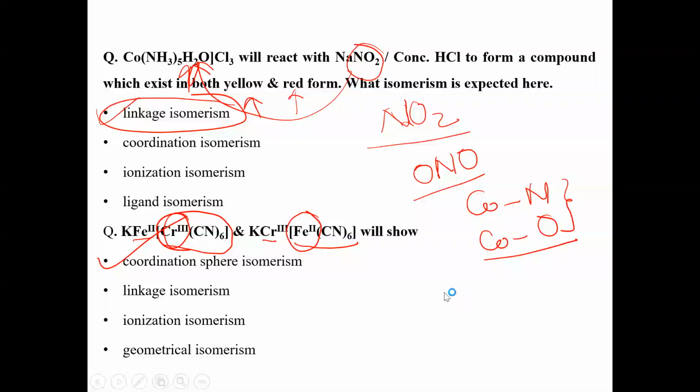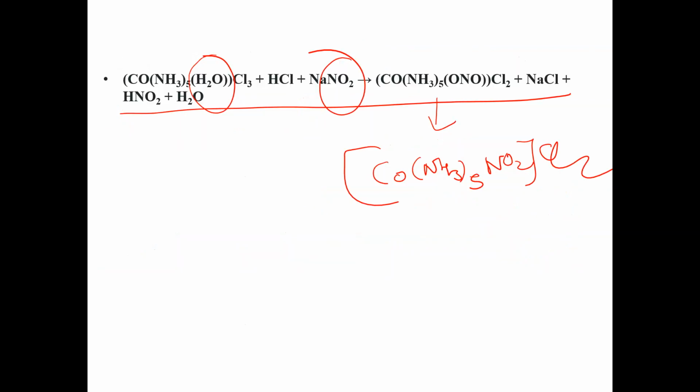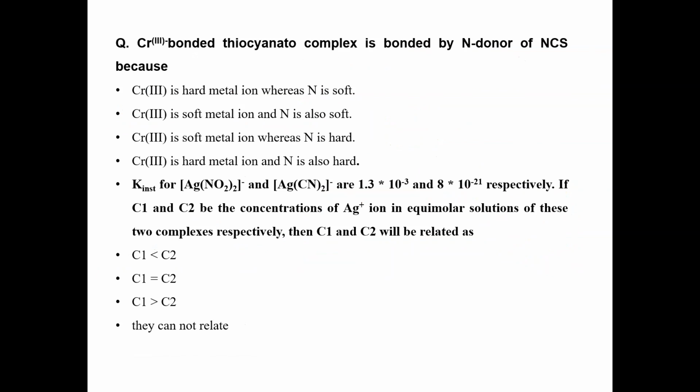Okay, so in this, you can see inside the coordination sphere there are two different metal atoms. Here iron is outside, here chromium is outside. So they will exhibit coordination sphere isomerism basically. Right, so try these two.